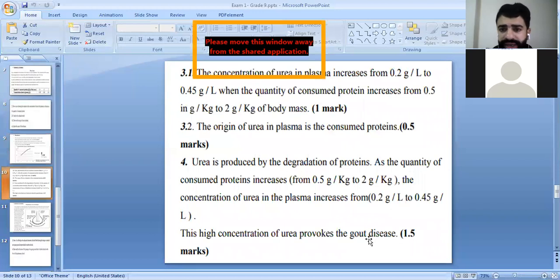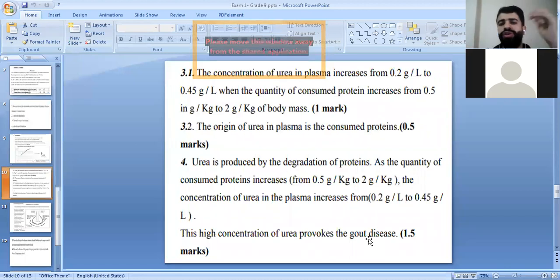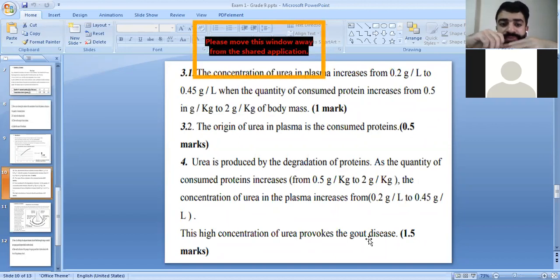Moving to part 3.1, analysis: the concentration of urea in the plasma increases from 0.2 gram per liter to 0.45 gram per liter as the quantity of consumed protein increases from 0.5 gram per kilogram to 2 gram per kilogram of body mass. What is the origin of the urea? It is the consumed proteins. Already we know that as the amount of protein increases, the amount of urea will increase.